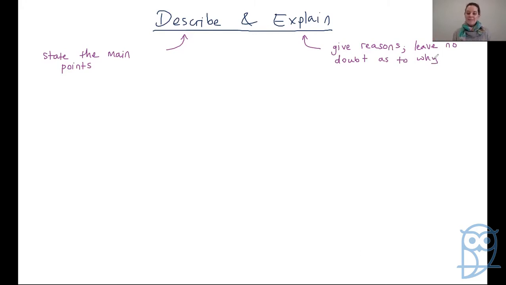So obviously, one of the things we can look at in this way is a graph. And there's a few key things to think about when you're describing and explaining graphs. What we're going to do is have a look at it in general, and then I've got some past paper questions lined up that we can go through in a bit more detail.